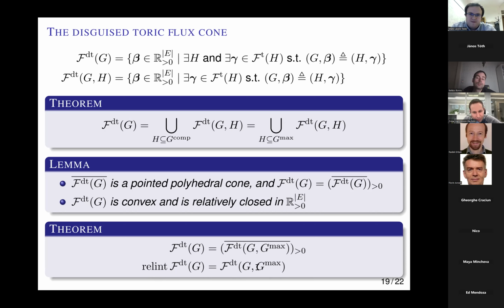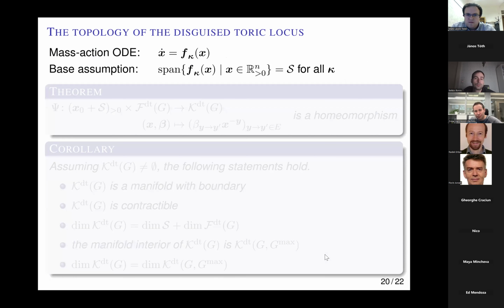So you don't need to take many auxiliary graphs. In fact, it's enough to take just one, and that's going to tell you all the information that you are interested in. And this also lets us conclude some topological properties of the disguised toric locus. That's our ultimate interest, not the fluxes, but the toric locus in terms of the rate constants.